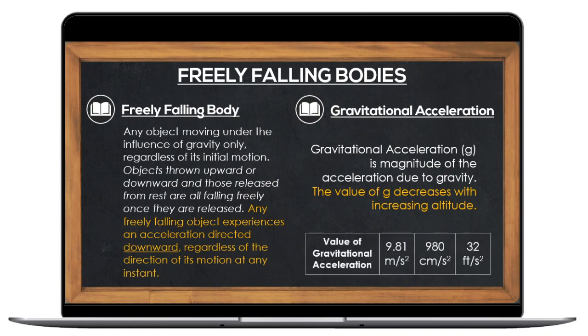And this will be the value of the gravitational acceleration. We have 9.81 meters per second squared for the MKS system or the metric system. We have 980 centimeters per second squared for the Gaussian or the CGS system. And we have 32 feet per second squared for the English system. So for every system of units, we have these values of gravitational acceleration.